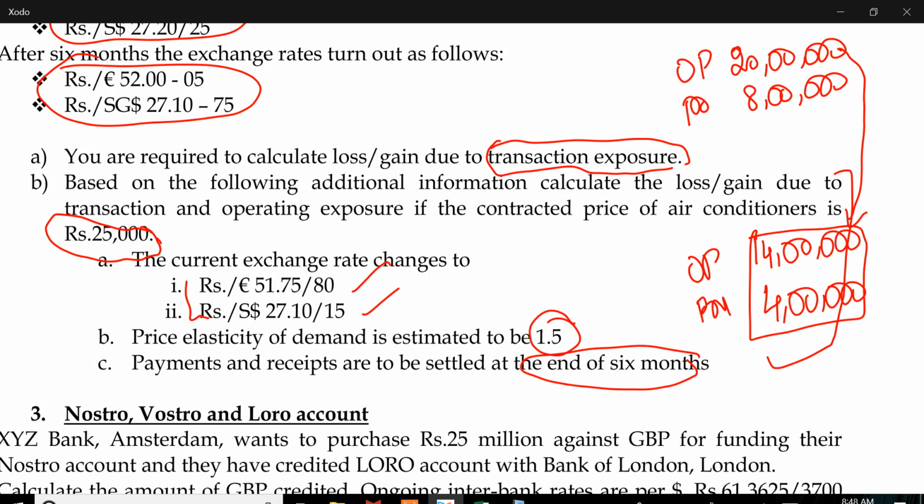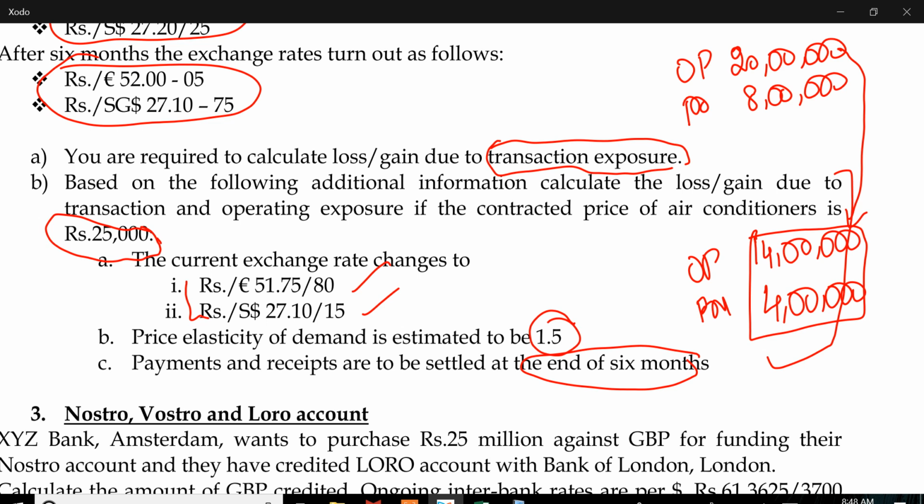Full stop. This indicates that the company has reduced its selling price from 25,875 to 25,000. Any doubts on this?